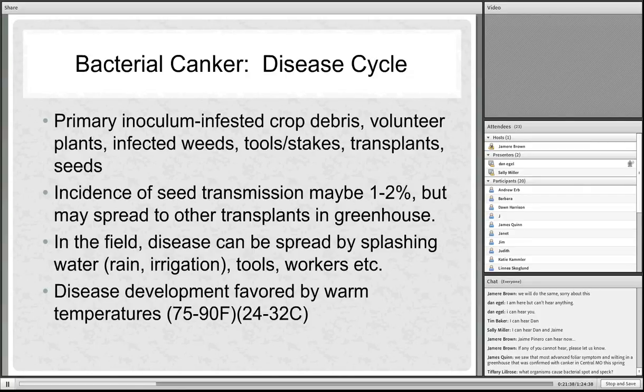Temperatures that favor this disease are warm temperatures, 75 to 90 degrees. That kind of seems cool by our standards this summer in Indiana, but parts of every day have been in that 75 to 90 degree period, and therefore favorable for bacterial canker.